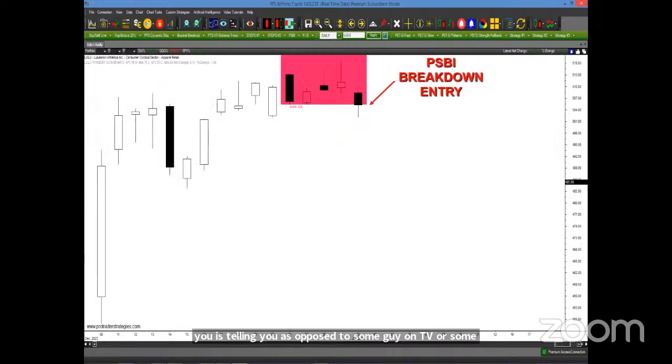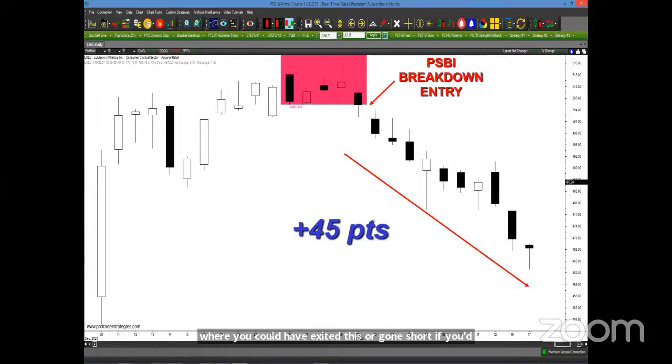Here's a more recent chart in Lulu now. Okay, let's say you were long the stock and issued a breakdown entry where you could have exited this or gone short if you'd like. And look what happened, 45 points coming into the middle of January this past month. Remember, everything happened within January. You could have taken advantage of all of these trades, either by purchasing or shorting the stock or purchasing options. Once again, the choice is yours. You are in charge as to how you want to trade. This, in my opinion, is the only way one can become a consistent trader.